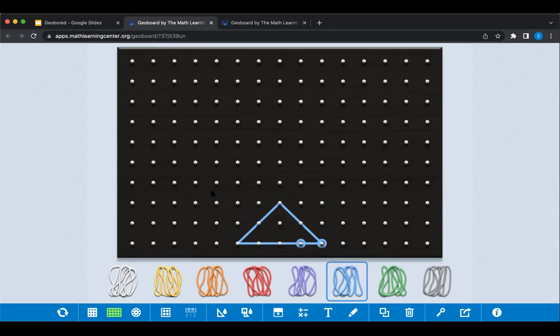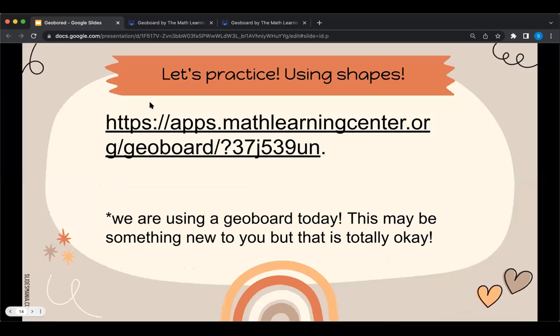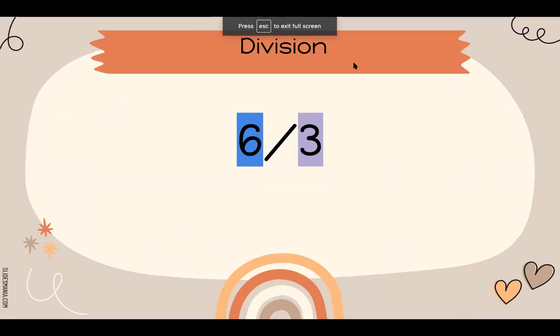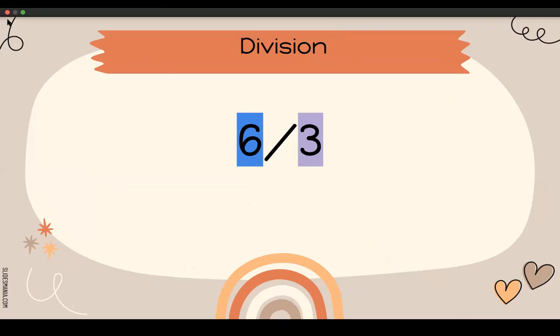Okay, class, now I made a triangle as my favorite shape. What did you guys make? Awesome. So today we are going to be using our practice problems with the geoboard. So any number highlighted in blue, you'll be using your blue rubber bands, and any number highlighted in purple, we'll be using our purple rubber bands. And we are going to be doing this by drawing squares out for us, okay, with the geoboard.